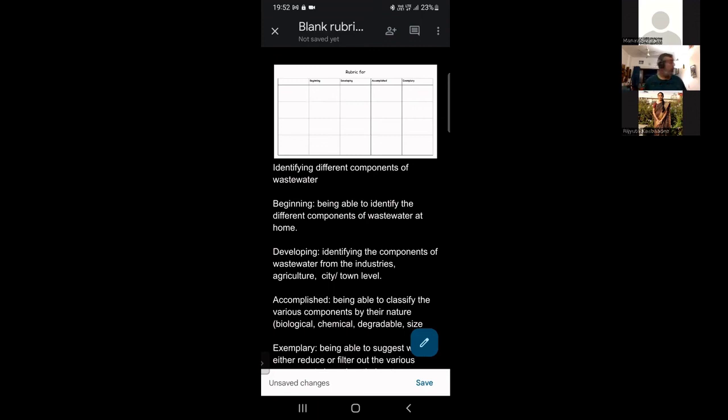Right. Maybe we could split the third point into two, where one is a basic level of classification and the other a more sophisticated classification. That could be done. Right. Okay.